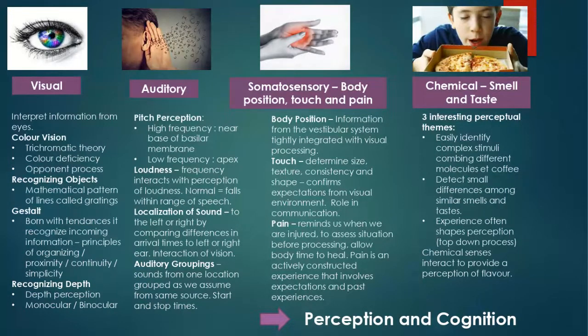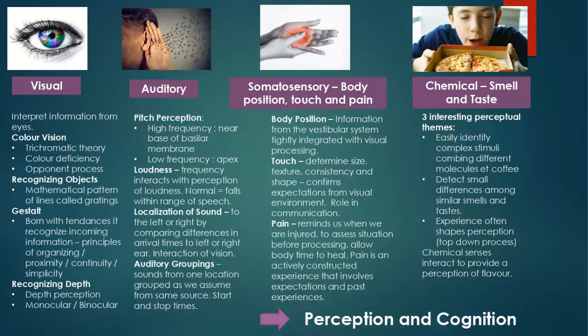And the chemical senses, your smell and taste, how are they perceived and thought about? The book says there are 3 interesting perceptual themes. Think about food. This is always the picture of the pizza, which makes you understand that this is about smell and taste. We can easily identify complex stimuli combining different molecules. For example, coffee or an aroma is not just one smell. There are often complex stimuli in that, and they combine and we get a smell. It's never a single stimulus.